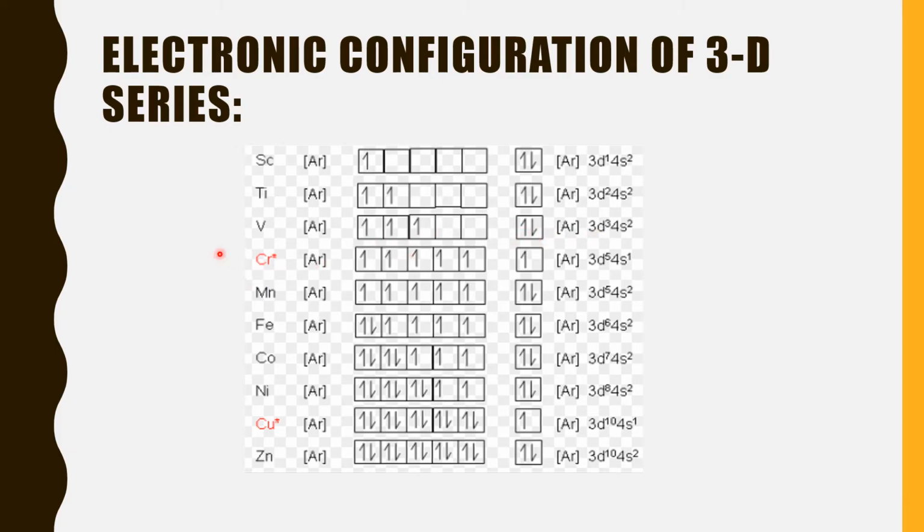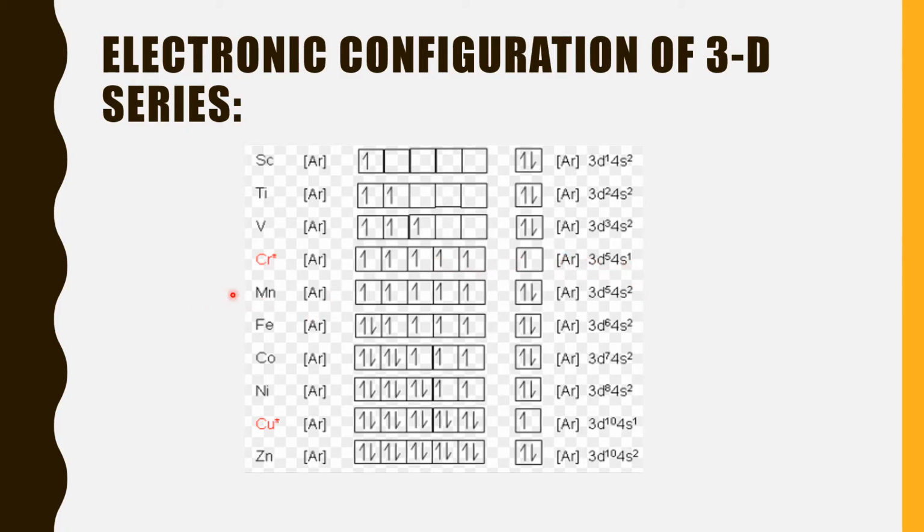And chromium, this is important. As we all know, the half-filled electronic configuration is more stable, so of the 2 electrons in 4s, one shifts to the 3d subshell. It becomes half-filled and completely stable. So it is 3d5 4s1.